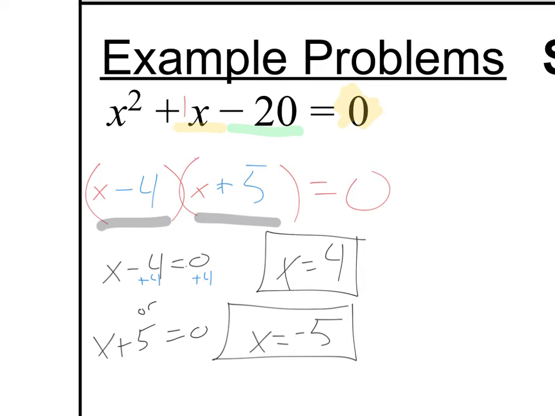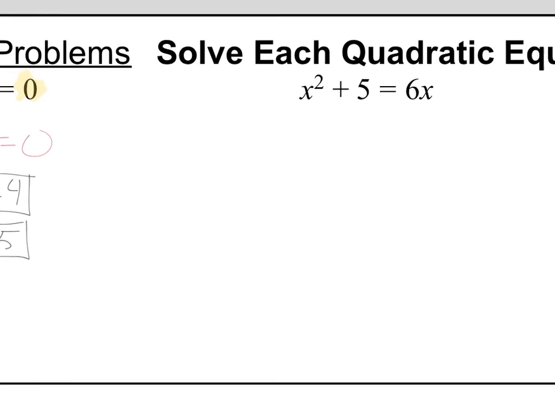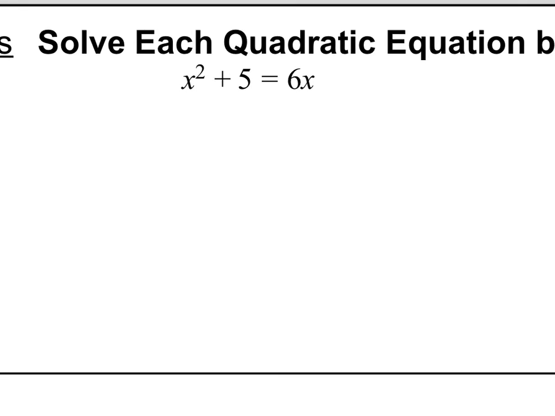All right, let's see a slightly more challenging one. Not terribly, but a little bit. X squared plus 5 equals 6x. Well, first and foremost, this is not equal to 0. We want these equal to 0. So that means I need to send this 6x to the other side. You'll notice I'm putting it right here between the x squared and the positive 5.